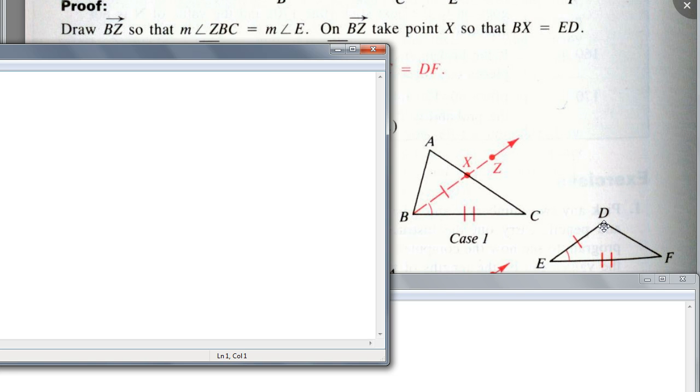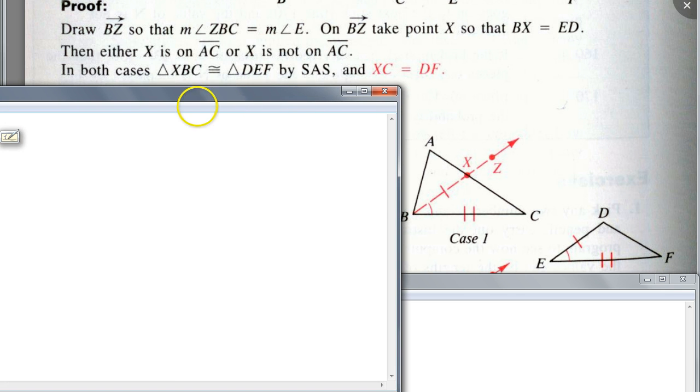What did you guys decide? As soon as we draw this auxiliary line like this, what can you tell me about triangles BXC and EDF? They're congruent. Is that easy? Why? Side angle side. Doesn't side angle side tell us that the two triangles are congruent? Of course, if two triangles are congruent, what can you tell me about XC versus DF? They're congruent by corresponding parts of?